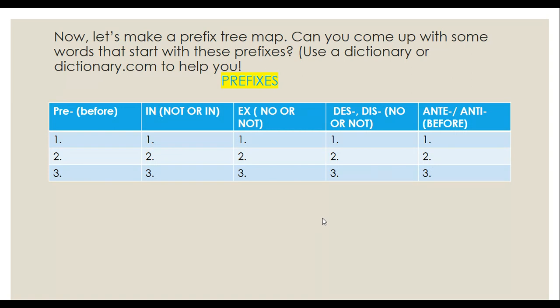All right, so now we're going to do a prefix tree map. I want you to get out a piece of paper. You can pause the video, get out a piece of paper, and I want you to come up with some words that start with these prefixes. You can use a dictionary or dictionary.com to help you. You can use the previous slide. So for example, the prefix is pre, right here. So here are the prefixes: pre, in, ex, des, dis, and then ante or anti. And you're going to put the word here. For example, here you would put preheat. Here in, you would say inside, etc. So go ahead and stop the video and do your tree map.